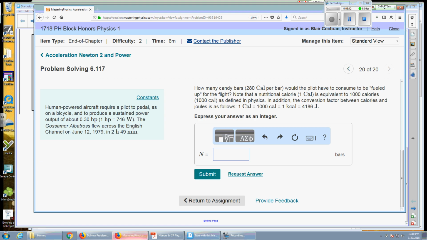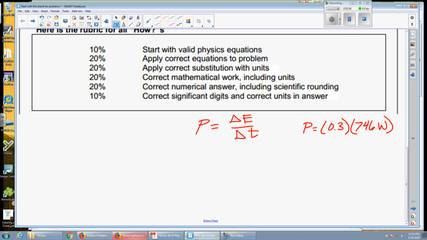And then let's see, I go back to my problem. It took 2 hours and 49 minutes. See, an hour is 60, that's 120, so that's 169 minutes. So delta T equals 169 minutes. Oh, but I don't like minutes. What do I like? Seconds. So I need to make that into seconds, which would be 169 times 60 seconds.